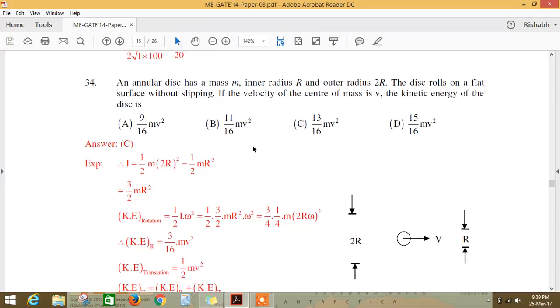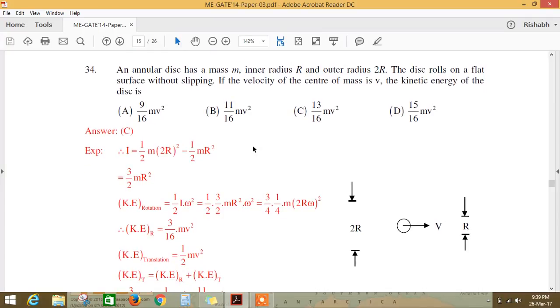Now this is the 34th question. An annular disc has mass m and outside radius r. Annular disc is a ring-like structure. Okay, the disc rolls on a flat surface without slipping. So if the velocity of the center of mass is v, the kinetic energy of the disc is.